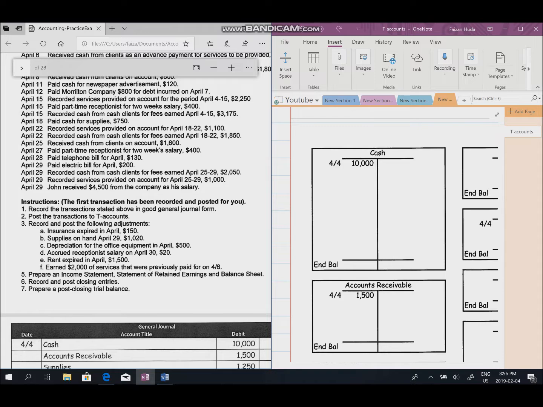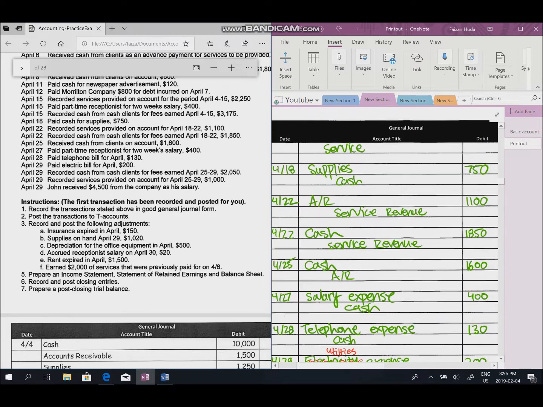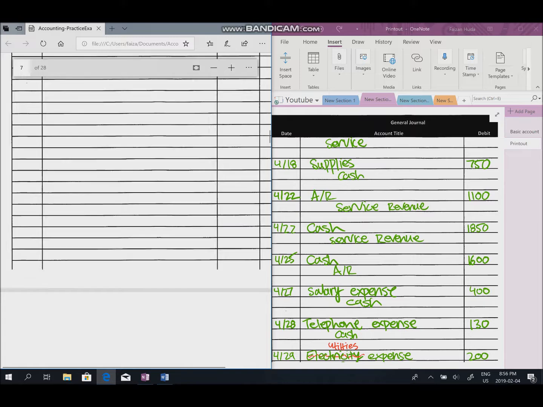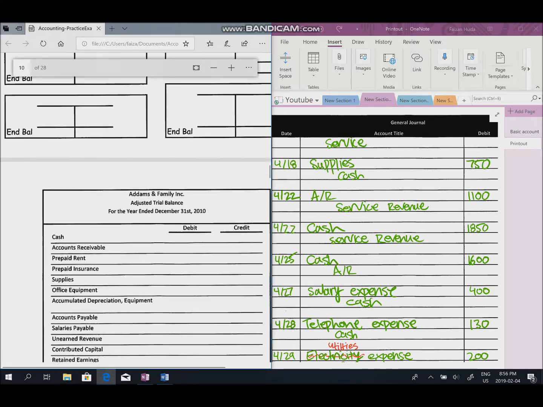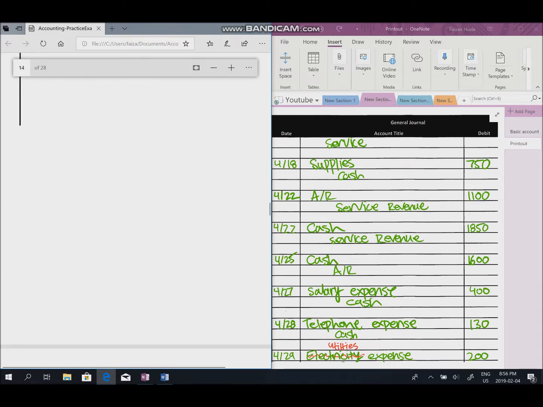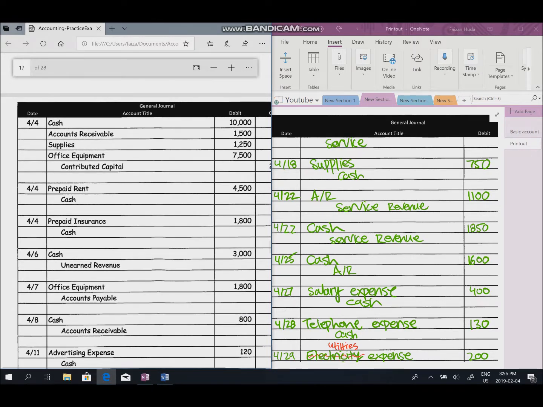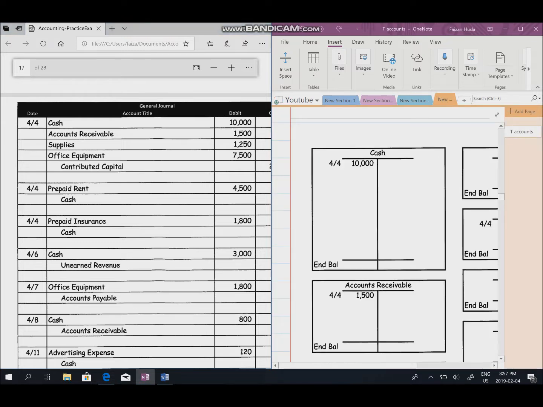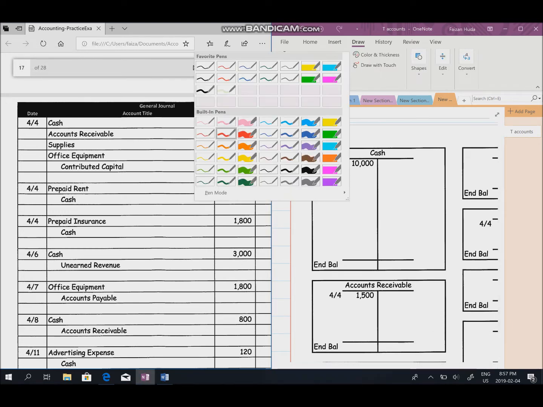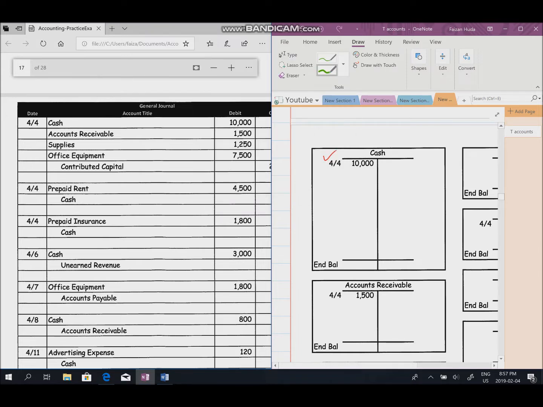Since I can't view my journal entries, I'm going to use their journal entries. It's technically the same thing. There's nothing different from what they did and from what I did. As you know, we checked our answers anyways. So I'm just going to use theirs and post our transactions to our T accounts. As you see, the first one has already been done for us. I'm not going to worry about that. I'm going to use green for the ones that I'm going to do.